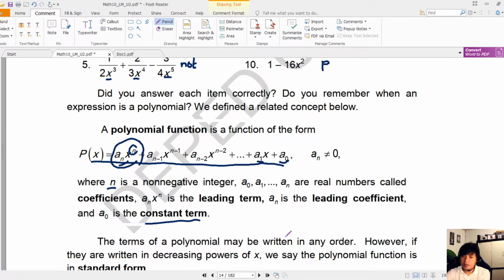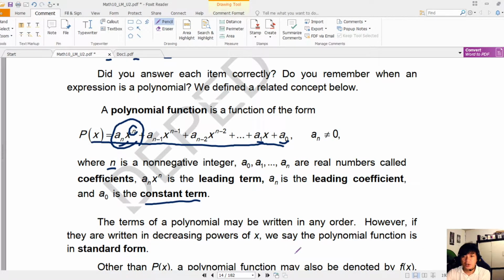So the terms of a polynomial may be written in any order. However, if they are written in decreasing powers of x, we say the polynomial function is in standard form. So for our convenience, kadalasan talaga sinusulat yung polynomial function, polynomial expression in descending order of decreasing powers of x. Yung power natin is papaliit. So from highest to lowest.